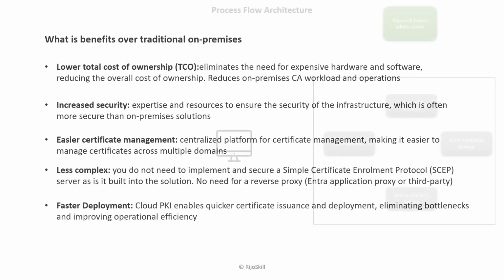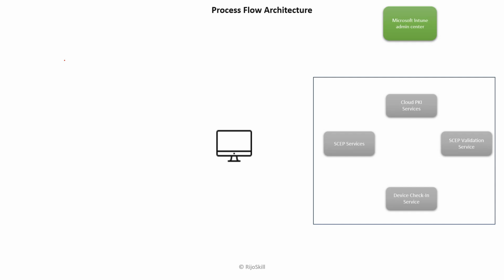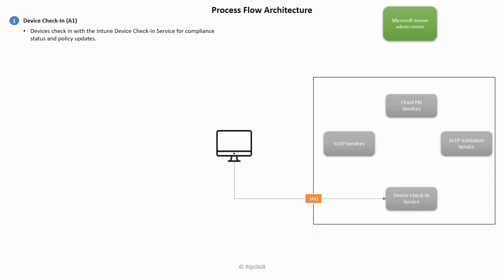Next, we will discuss the process flow architecture, how the Cloud PKI process flow works. It's a simple concept. Here you can see the Microsoft admin center, and these are the processes: SCEP service, Cloud PKI service, SCEP validation, and device check-in service. And this is your device. Once a device needs to check in, you can see here the device check-in process.